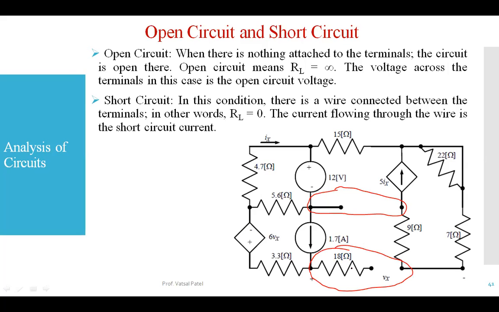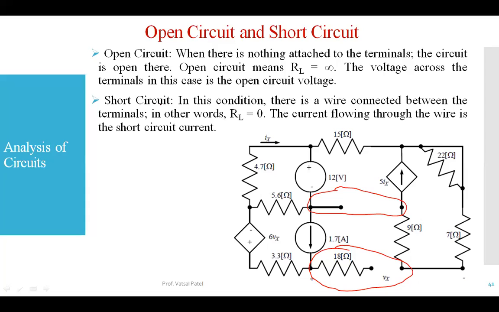But if you see this case, where the 18 ohm resistance is left open, one terminal of this 18 ohm resistance is open. So can we say that it is an open circuit case? Yes. Right now the current through that 18 ohm is 0, because as the terminal is open, no current is flowing. And as no current is flowing, the resistance will be infinite.